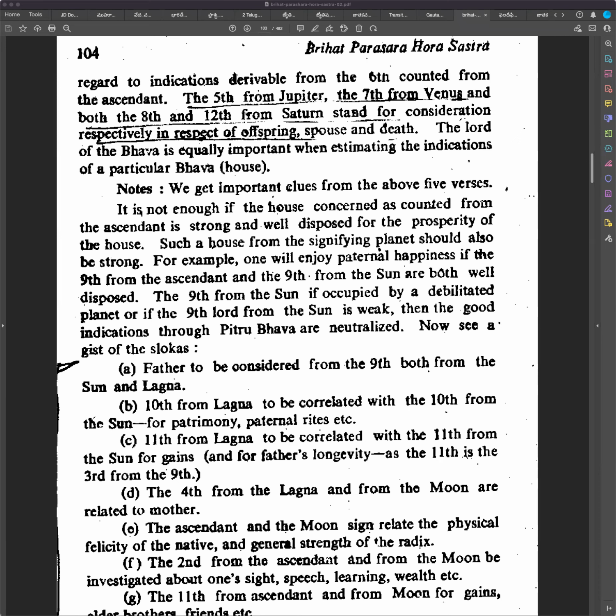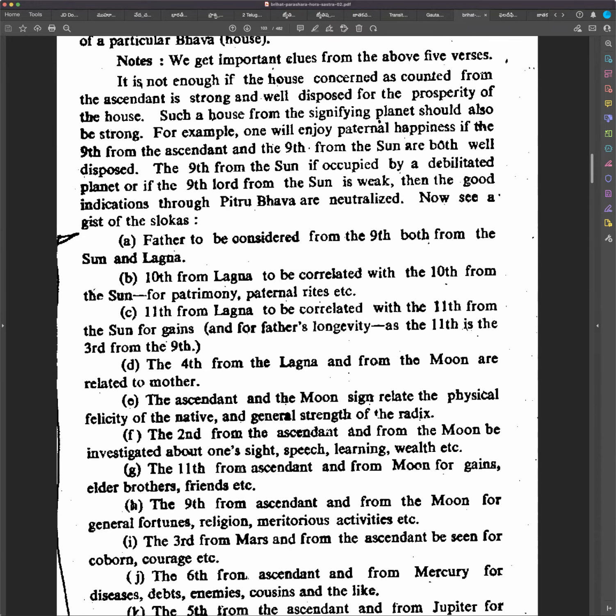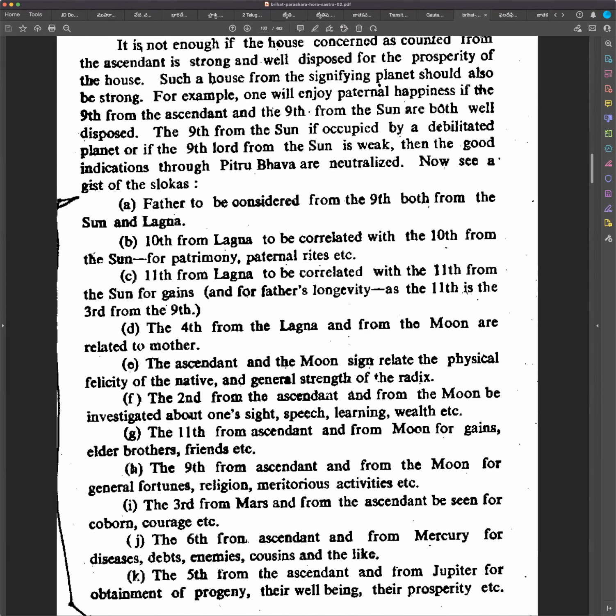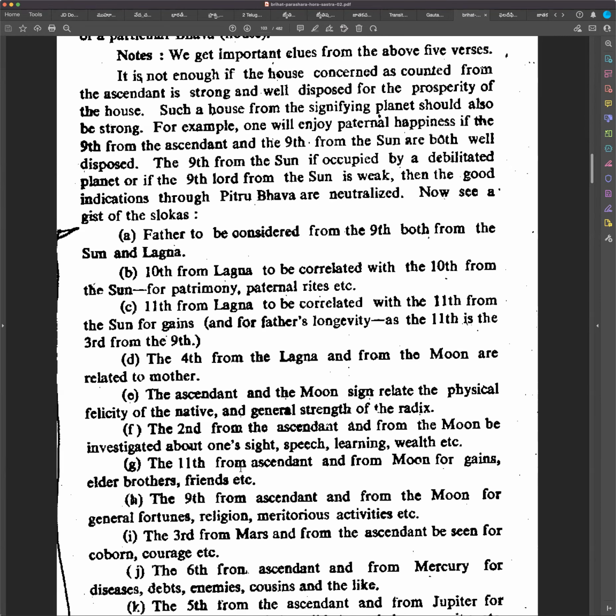And for Venus, the 7th house. Not only from the ascendant, count from Venus also, the 7th house. So like that, he mentioned in the above para. So the next para is notes.